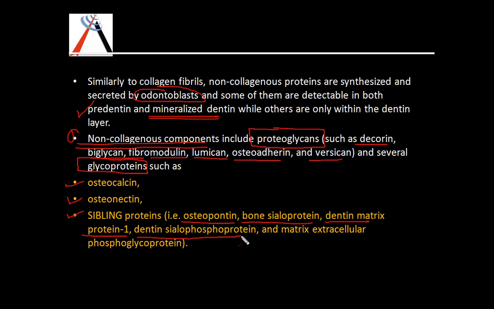dentine sialophosphoprotein and the matrix extracellular phosphoglycoprotein. Now there are a lot of names of the dentine proteins, but the most important ones to be discussed are the dentine matrix protein and the dentine sialophosphoprotein.